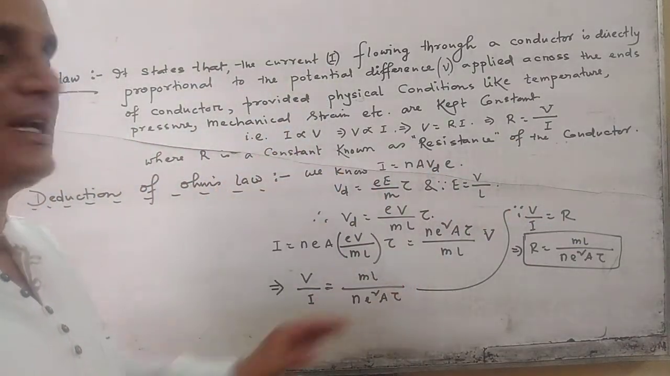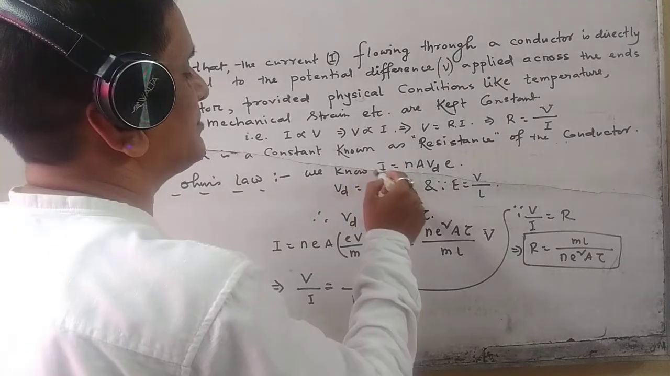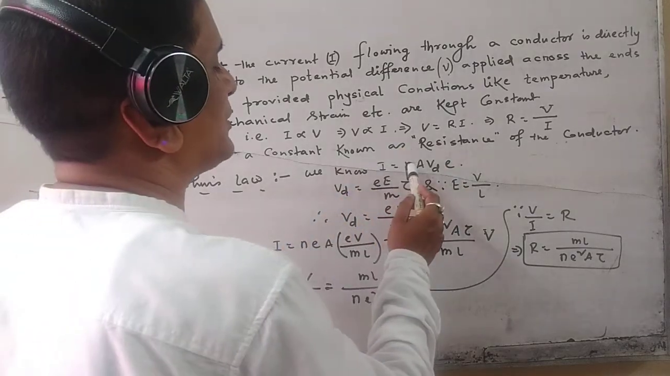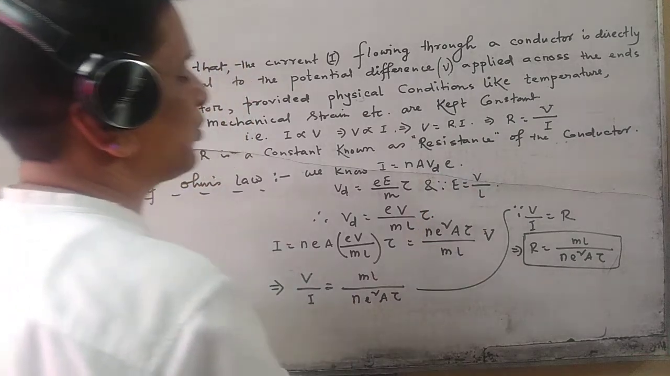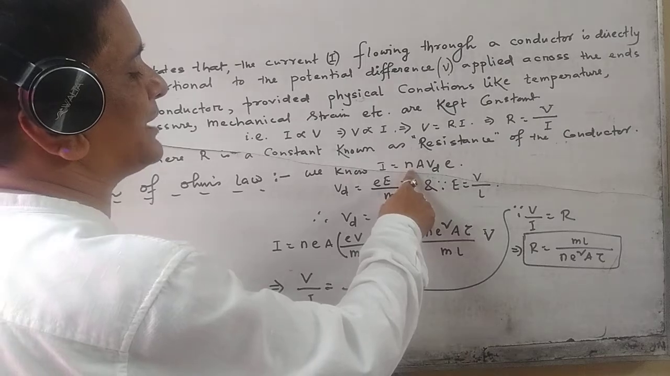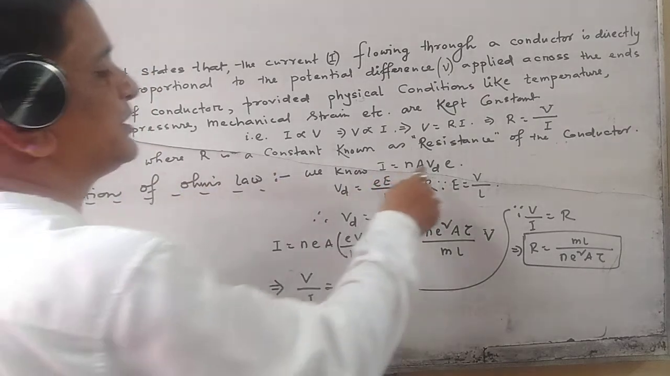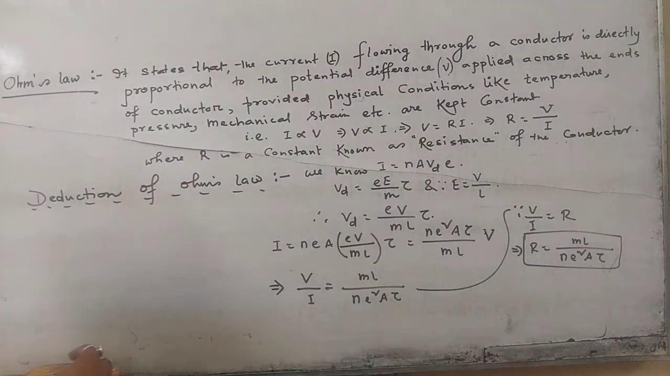Now about the deduction of Ohm's law. We know the relation between current and drift velocity is given by I equals n A v_d e. What is that n? n is the number of free electrons per unit volume. A is the area of cross section of the conductor. v_d is the drift velocity and e is the charge on the electron.